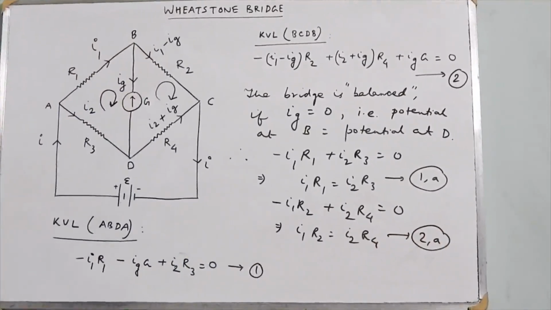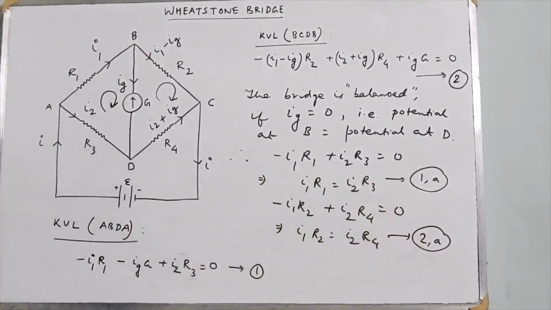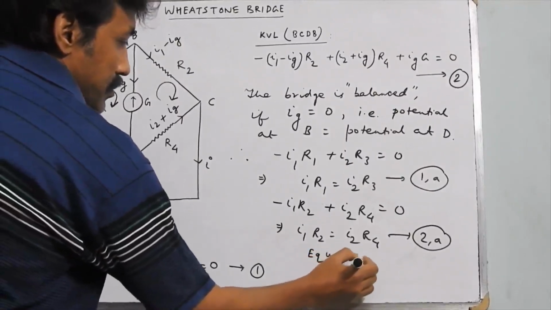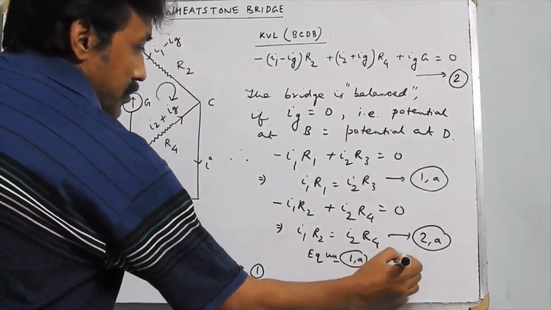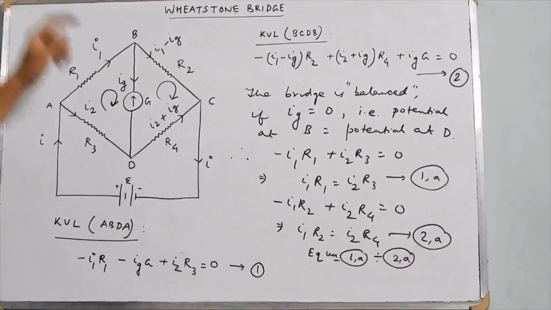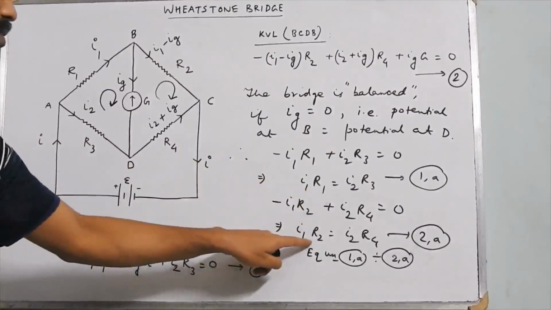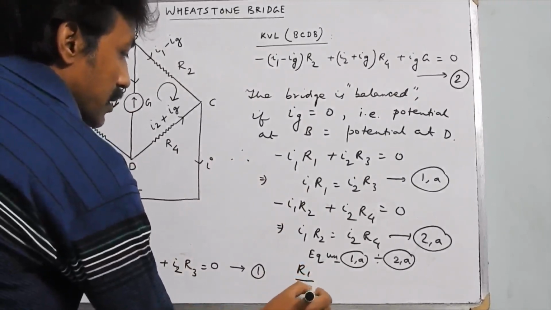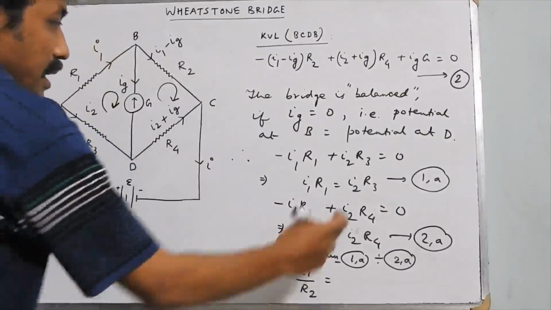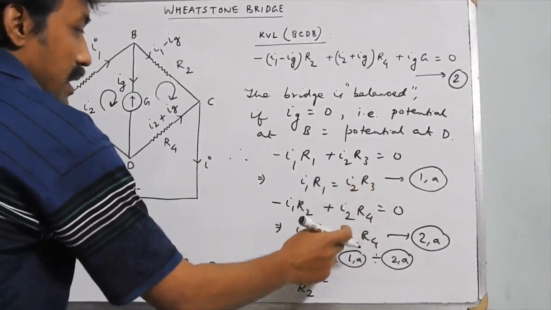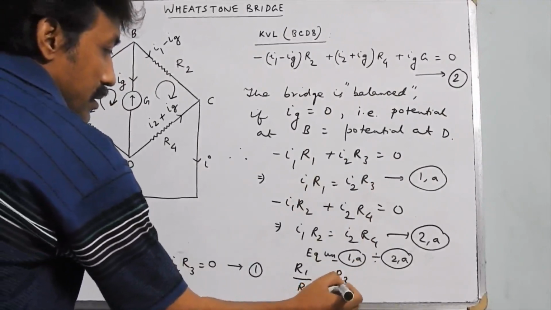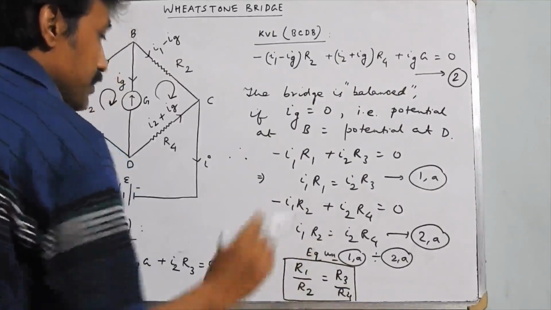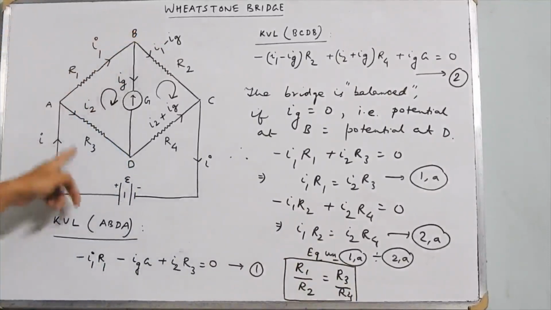Now if we divide equation 1a by 2a, you will observe that I1 R1 by I1 R2, the I1 will cancel. You will get R1 by R2 on the left hand side, and on the right hand side I2 R3 divided by I2 R4. I2 will cancel out, you will get R3 by R4. So this is called the condition of a balanced Wheatstone bridge: R1 by R2 is equal to R3 by R4.